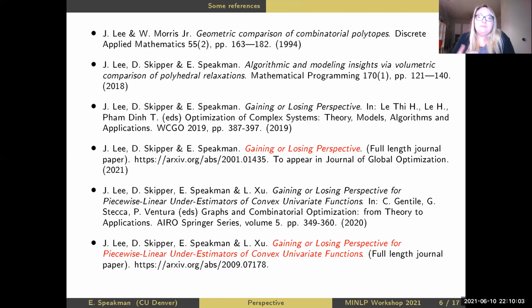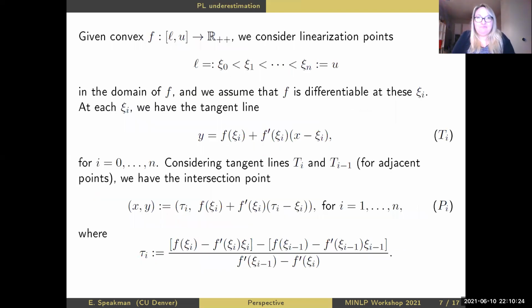Now, when we're taking a perspective reformulation of this kind of linear function, we don't end up with a conic program. We end up with something simpler. So here we're going to find out how that relaxation compares to the naive relaxation and compute some volumes to see if this might be a good thing.